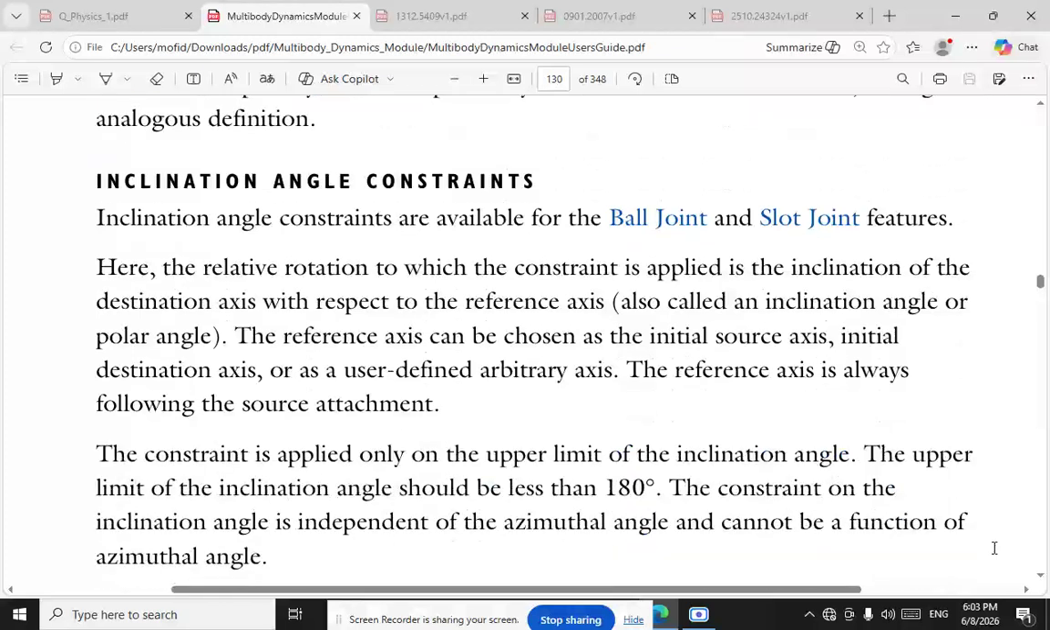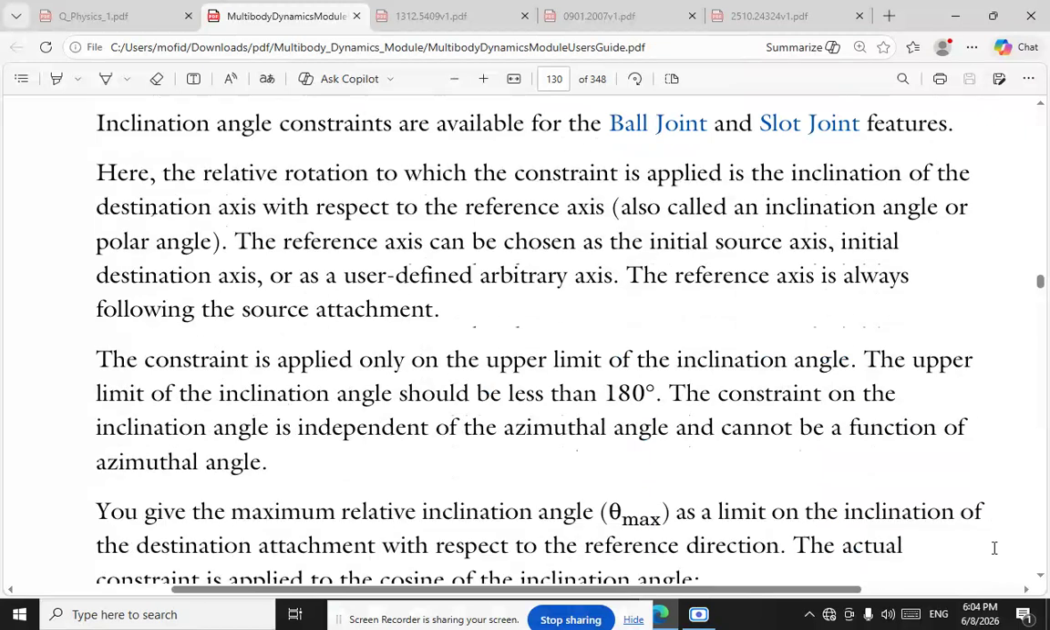Inclination angle constraints. Inclination angle constraints are available for the ball joint and slide joint features. Here, the relative rotation to which the constraint is applied is the inclination of the destination axis with respect to the reference axis, also called an inclination angle or polar angle. The reference axis can be chosen as the initial source axis, initial destination axis, or as a user-defined arbitrary axis. The reference axis is always following the source attachment.